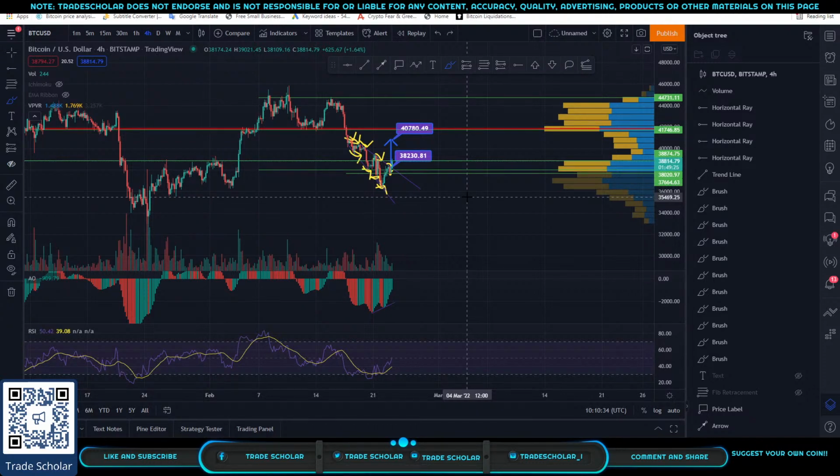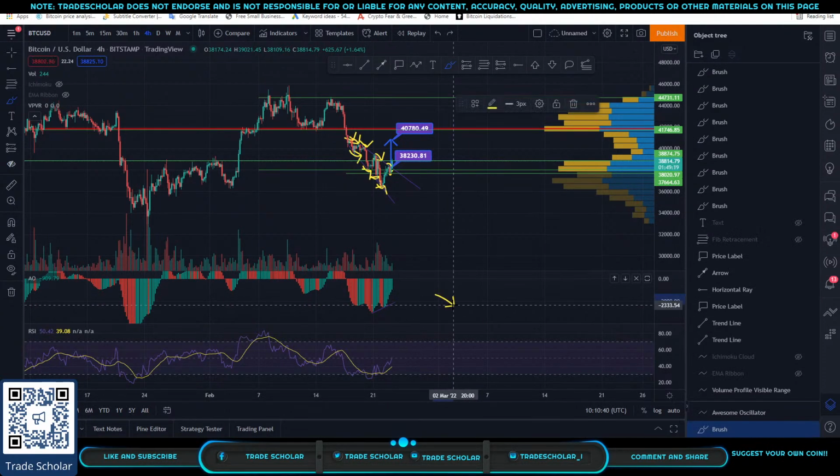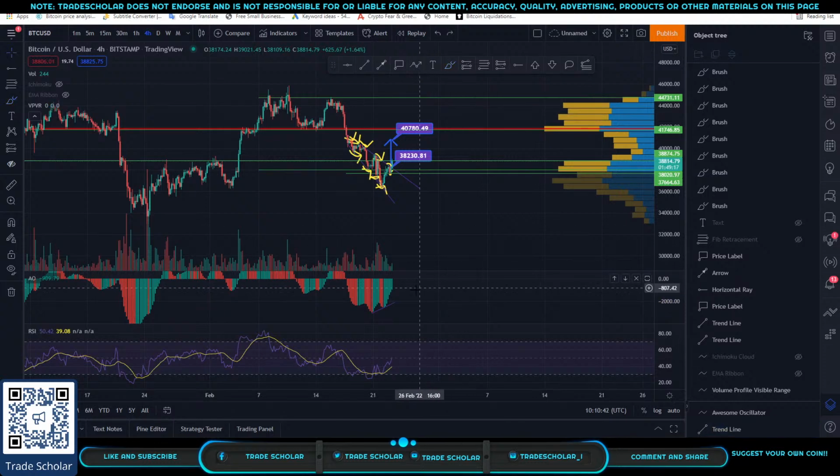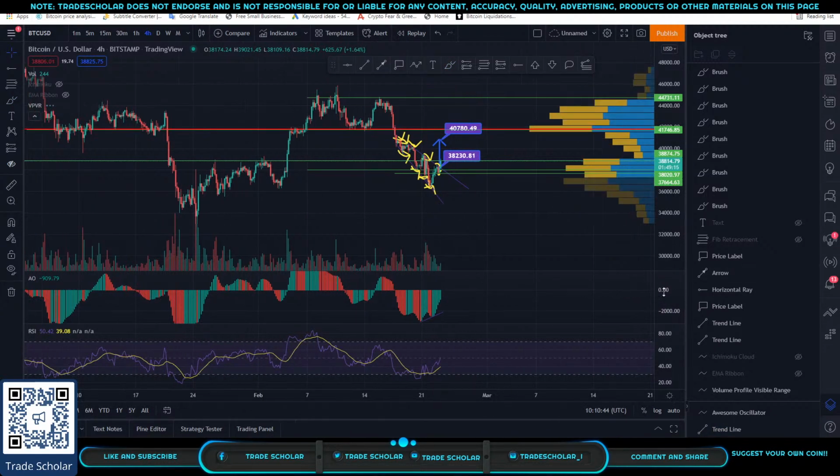I'm a user and newbie. What is the best indicator to use, sir? So what is the best? This one, Awesome Oscillator. I like that one. So you can use Awesome Oscillator.